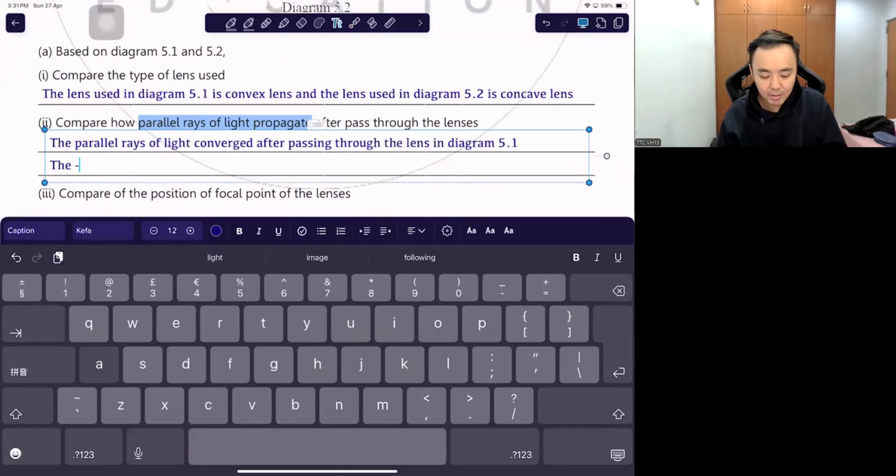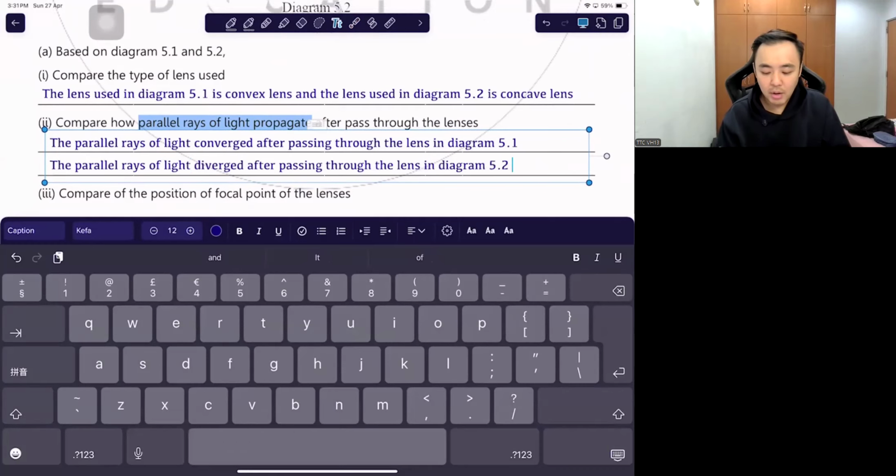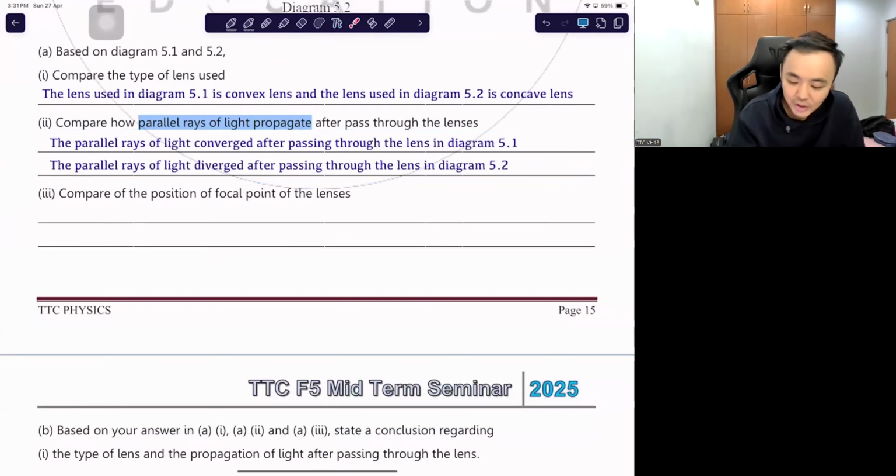The parallel rays of light diverged after passing through the lens in diagram 5.2. Got it? So every time you cannot compare, write observations.